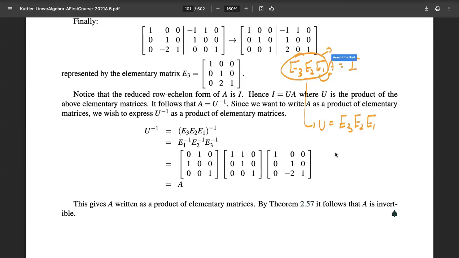So this means that we have UA equal to I, right? And then we apply one of the properties of inverse matrices. And we just studied that each of the elementary matrices has an inverse, right? So we do the appropriate inversion, and then we would get our matrix A. So yeah.